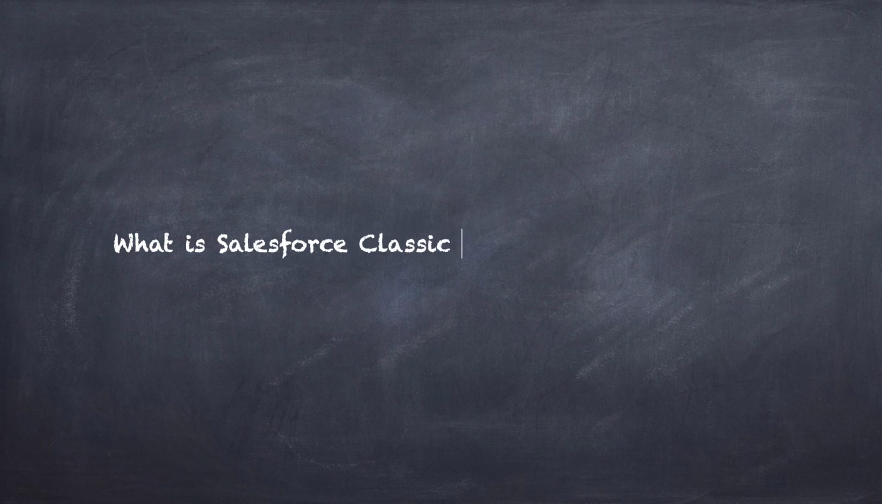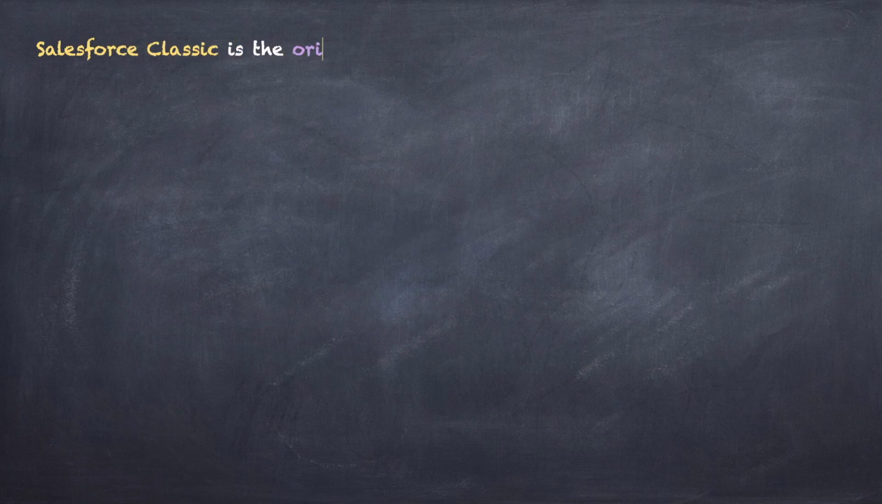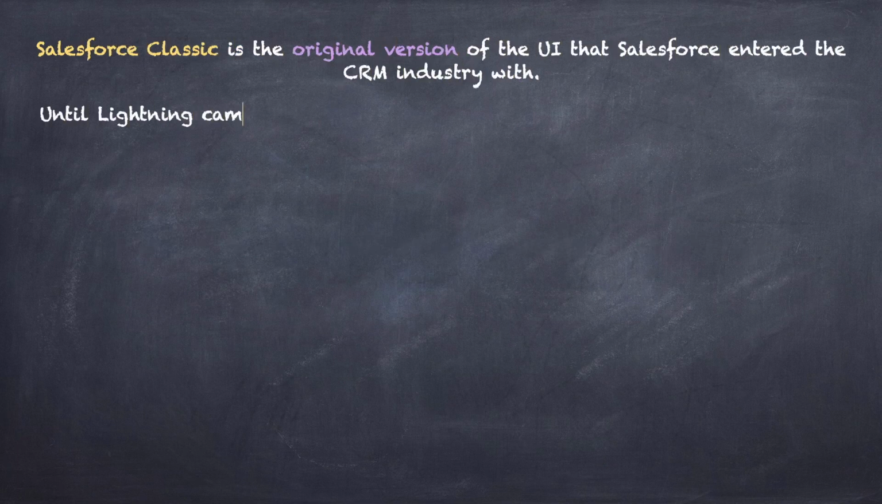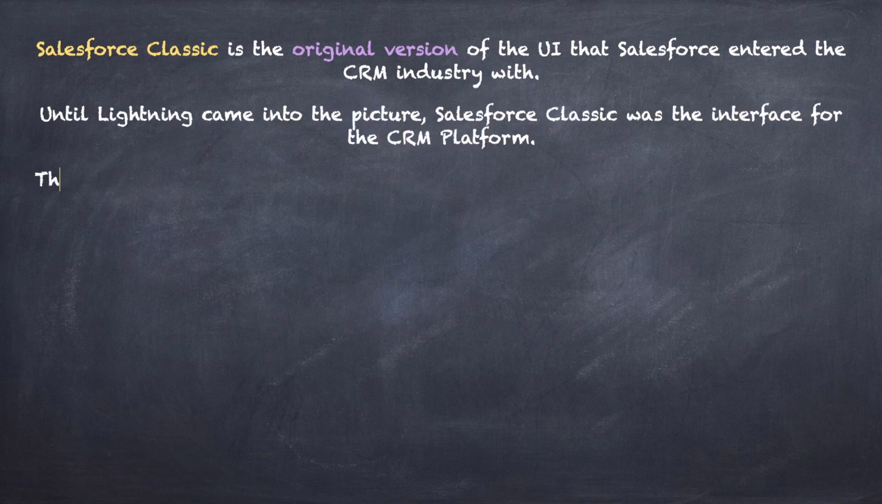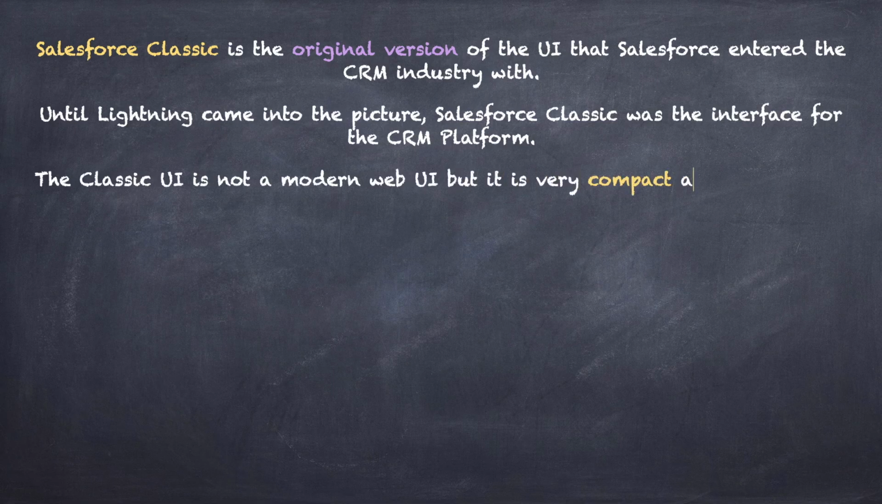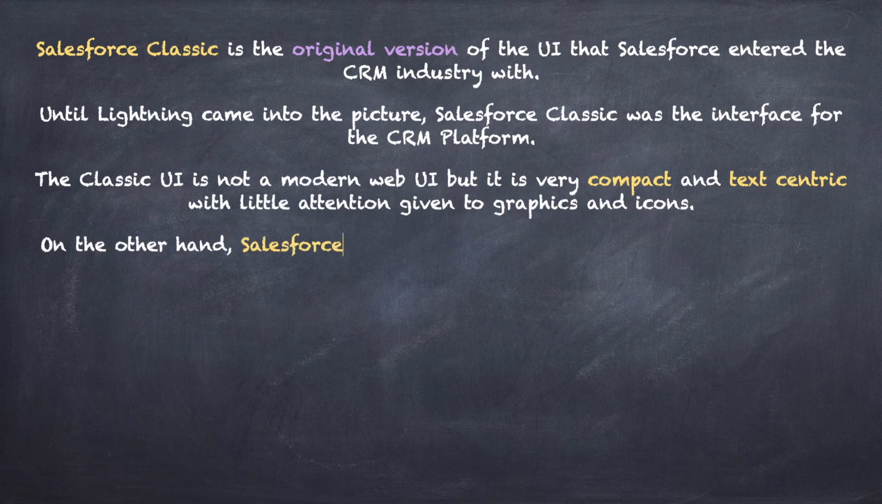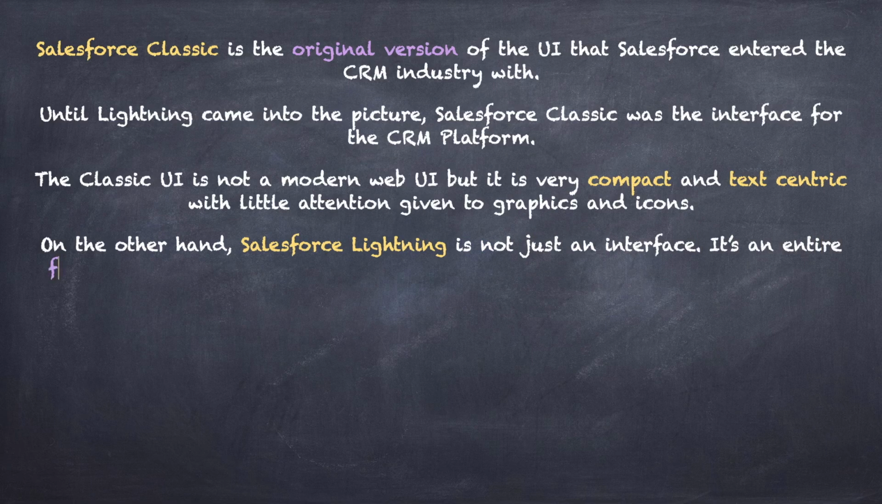Alright, so what is Salesforce Classic and Salesforce Lightning? Well, Salesforce Classic is the original version of the UI that Salesforce entered the CRM industry with. Until Lightning came into the picture, Salesforce Classic was the interface for the CRM platform. The Classic UI is not a modern web UI, but it is very compact and tech-centric, with little attention given to graphics and icons.